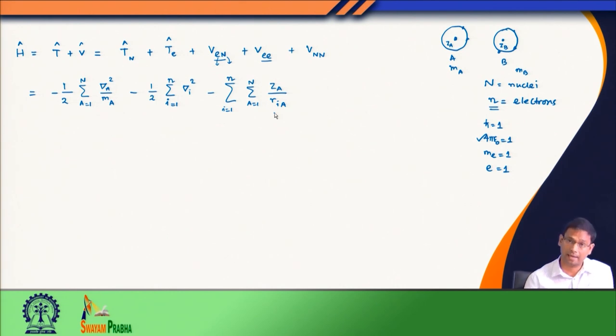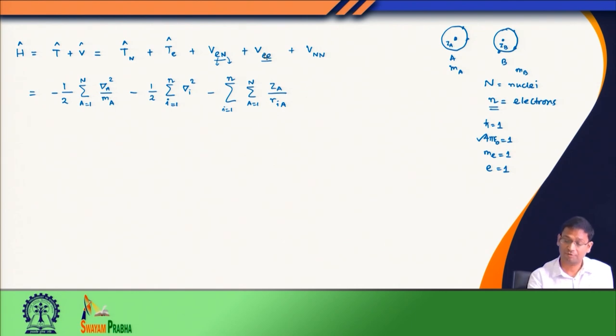So, how many terms would I have? For each value of i, I will have capital N number of nuclear interactions. So, therefore, I will have total small n multiplied by capital N number of electron-nuclear interactions here. So, this is the V_EN.